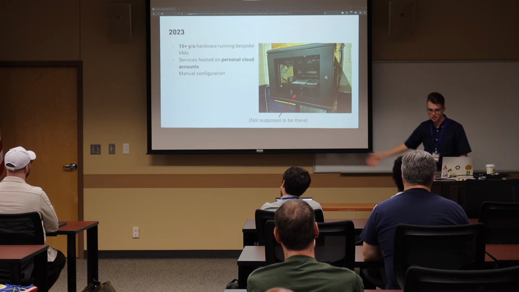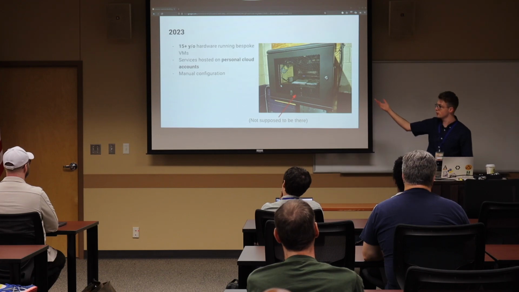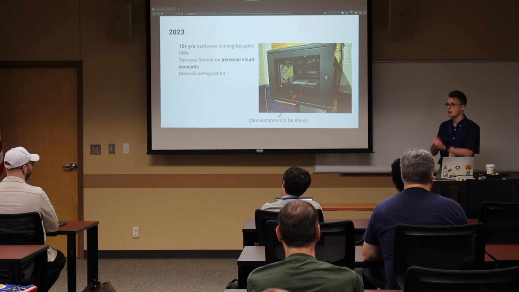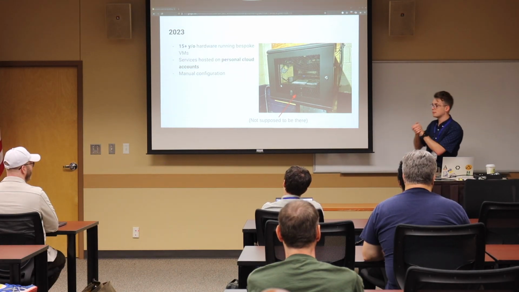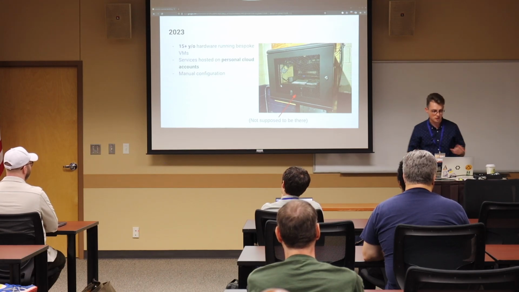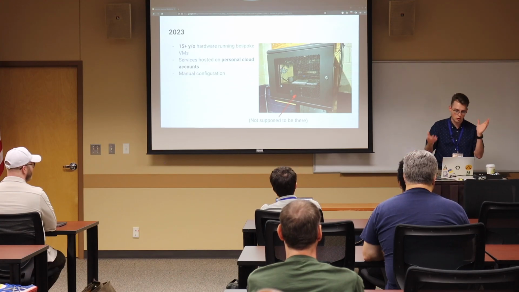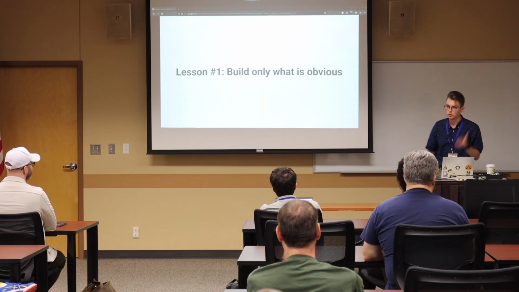Not so great. There's other stuff in the mesh, but it's 15-plus-year-old Dell hardware running bespoke VMs with failing drives. Some of these VMs people haven't logged into in years. Besides that, there's also services hosted on people's personal cloud accounts, which, thanks so much for giving me AWS credits to play with, but also you really shouldn't be doing that for a lot of reasons that are kind of outside the scope of this talk. So I'll skip that. But yeah, a lot of manual configuration, not great hardware. What can we do? Well, work with what we have and build only what is obvious.